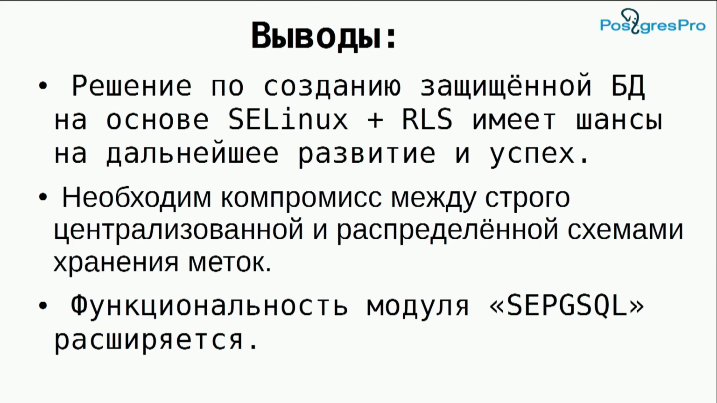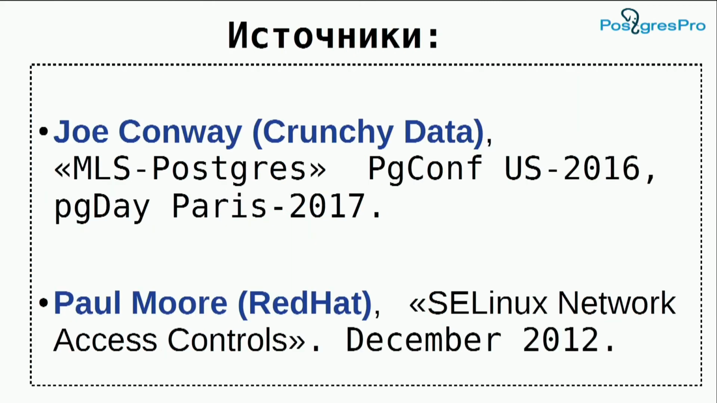What are the conclusions? And actually my presentation is close to the end. I'd like to mention that this is a trial, an experimental solution. It will develop, and we think that it can become successive. This is a compromise between stringent storage of confidential data and distributed schemas for label storage. The functionality of PGSQL module is expanded, and you could see it. There used to be 4 functions, and now there are 20 of them. And what else is important?